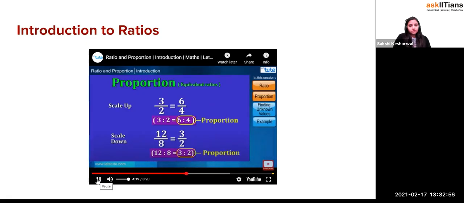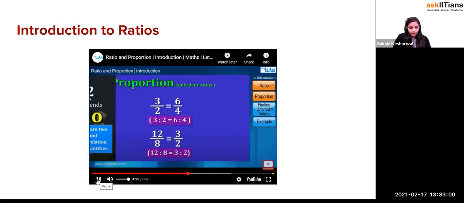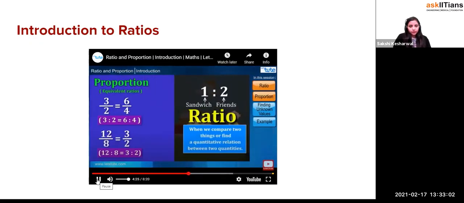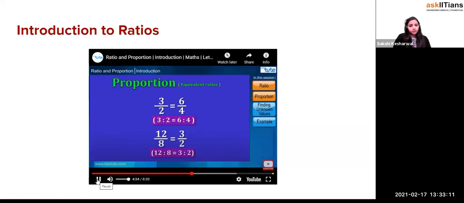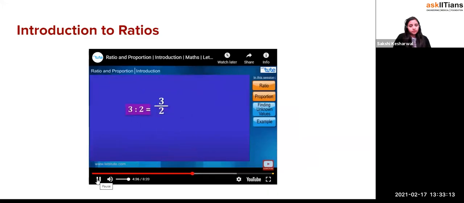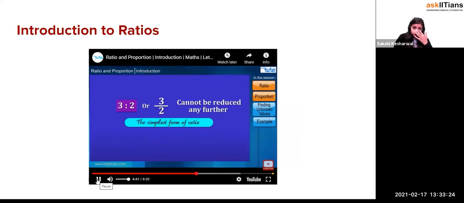Similarly, 12 is to 8, or 3 is to 2, is also a proportion. Now we know what ratios and proportions are, and also the difference between them. When we look at the same example, 3 is to 2 cannot be reduced any further. So when a ratio cannot be reduced any further, it is known as the simplest form of ratio.